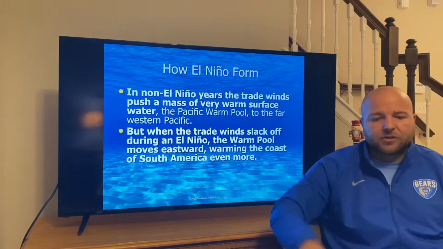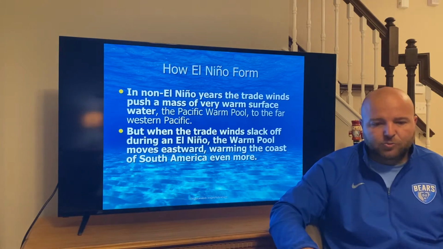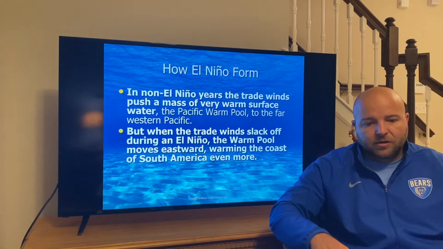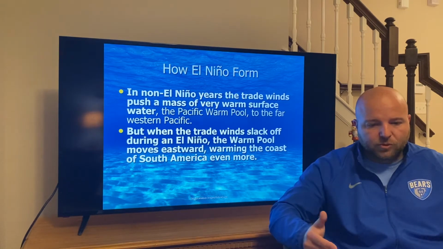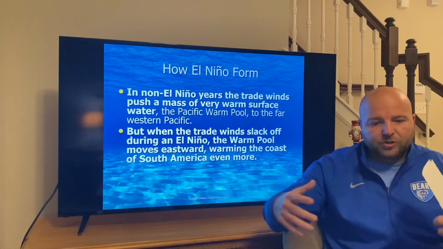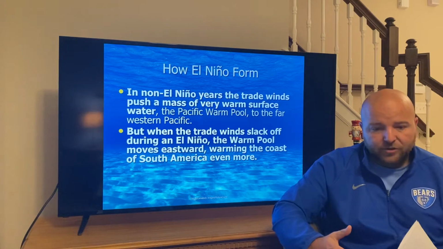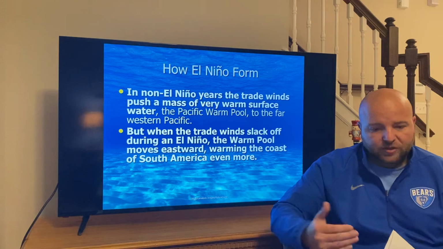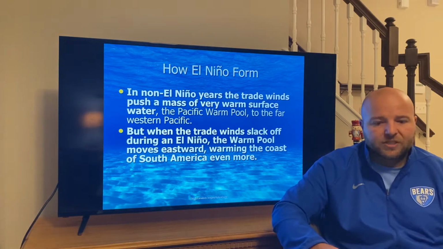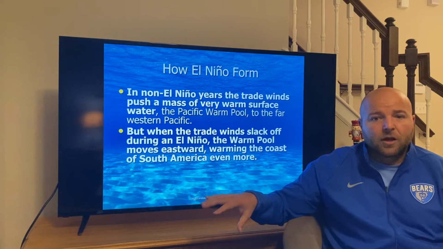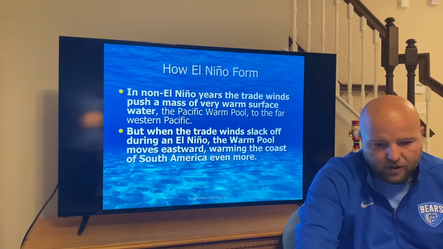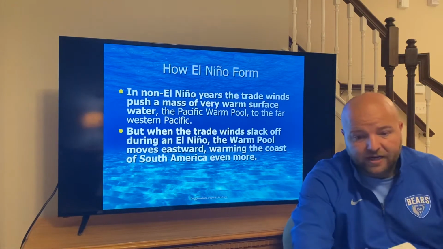In non-El Nino years, the trade winds push a mass of very warm water, the Pacific Warm Pool, along. But when the trade winds slack off during the El Nino, then that warm pool moves eastward and it warms the coast of South America. So South America is where El Nino really has the greatest impact. And we're going to talk a little bit about what that negative impact is.